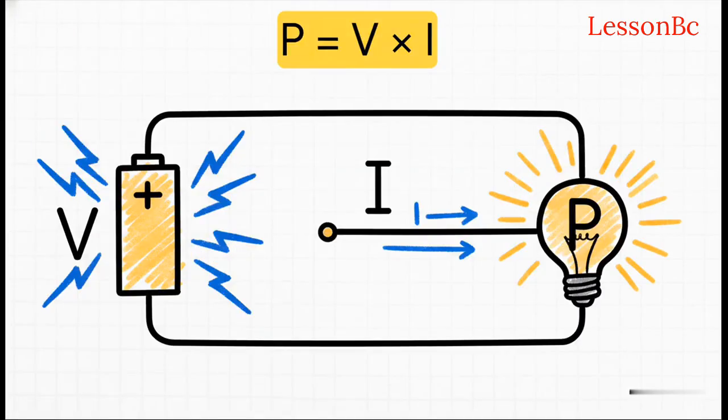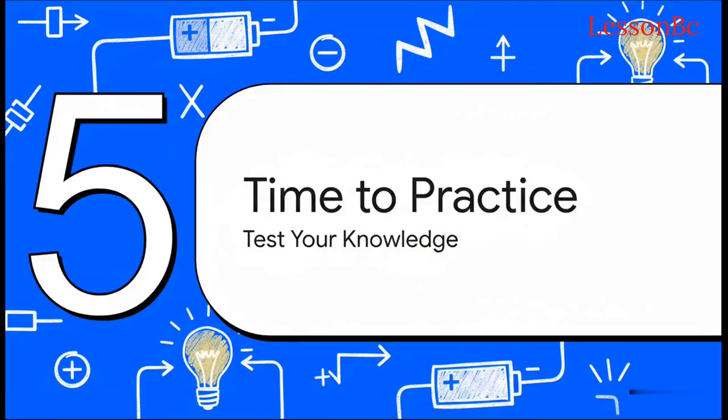And you'll love this. The formula for power is maybe the easiest one yet. It's just P equals V times I. Power equals the push times the flow. Voltage times current. That's it. It's a great little formula because if you know any two of those, you can always figure out the third one.